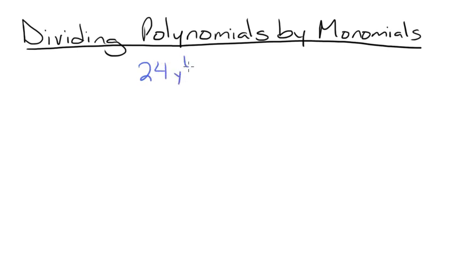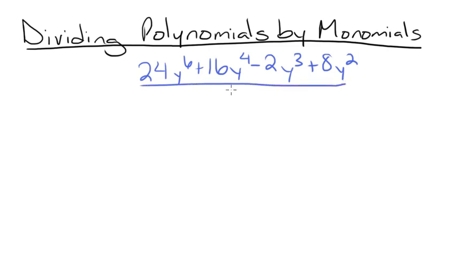24y to the 6th plus 16y to the 4th minus 2y cubed plus 8y squared divided by 4y cubed. In this example, not all of the terms are going to divide evenly into whole numbers, but don't let that intimidate you. Simply follow the same steps we have been, even when things don't look as pretty. So all we have to do is divide each term in the numerator by 4y cubed.